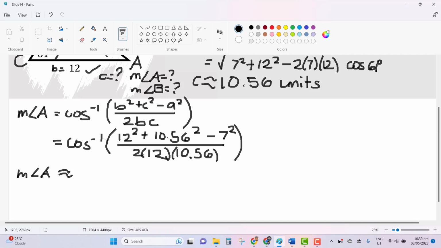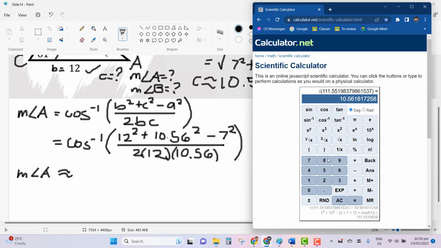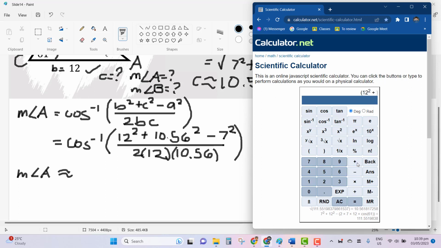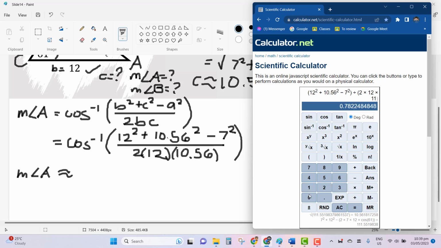of this. Let's try to input the values here in the parentheses first using the same calculator earlier. I'm going to do it like this. Please be guided. I'll be making parentheses to differentiate the numerator and denominator expressions. For the numerator, parentheses, 12 squared plus 10.56 squared less 7 squared. Close it. Then divide with another parenthesis. 2 times 12 times 10.56. Close it. Push equal sign.